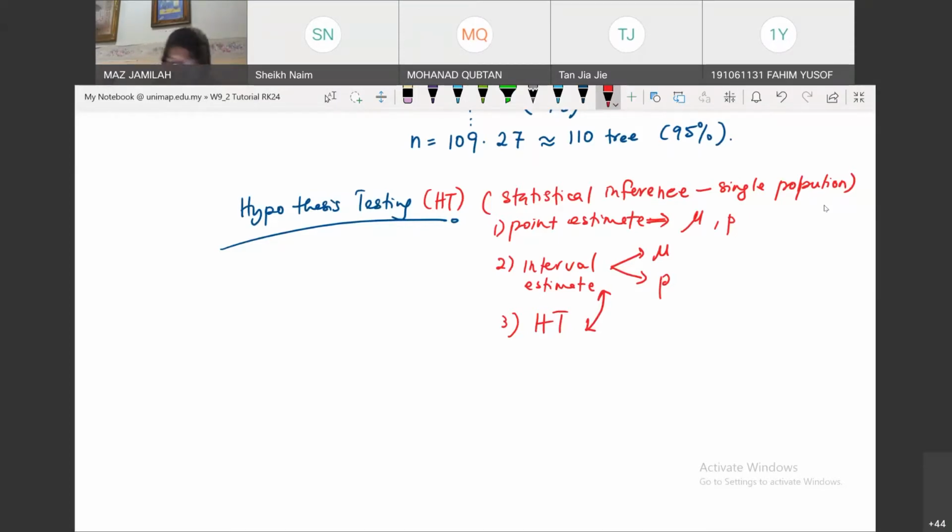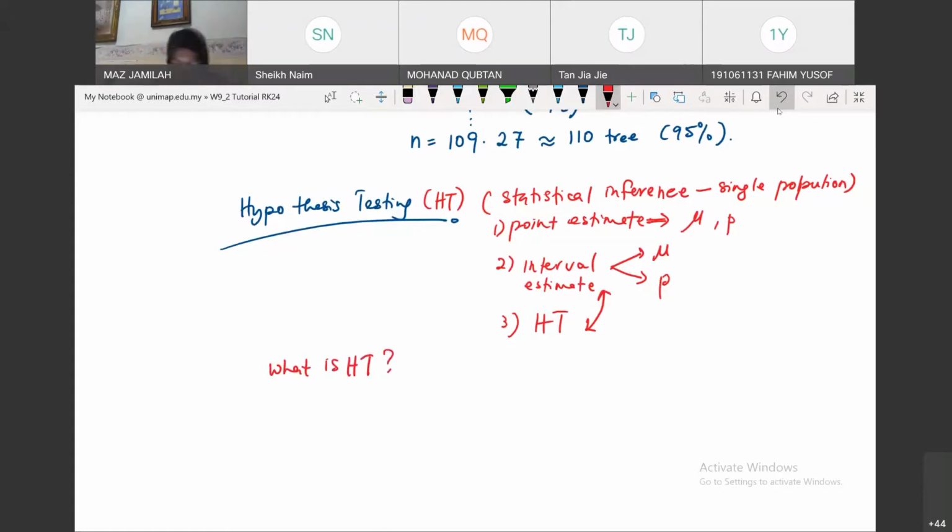So what is hypothesis testing? Compared to the interval estimate, in the interval estimate you just look for the value of my mu and the value of my p. By using my sample mean, I can estimate my population mean. By using my sample proportion, I can find my population proportion. Now, when we discuss hypothesis testing, we may start with what is HT.